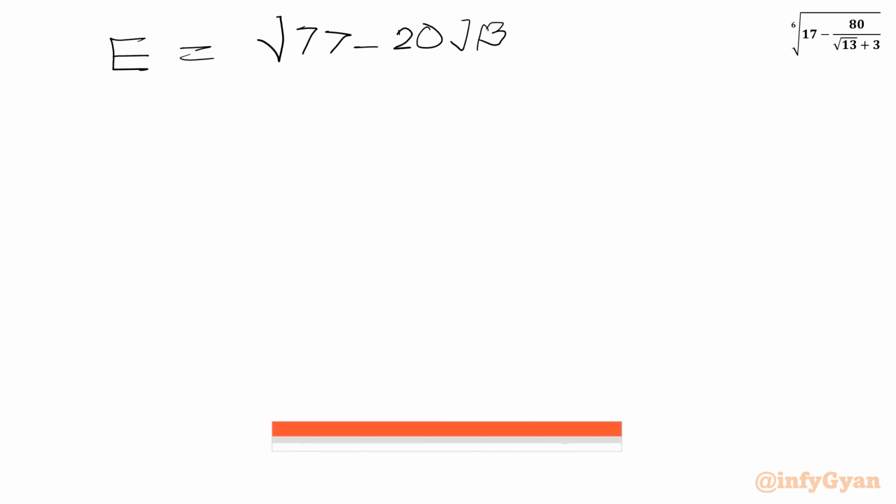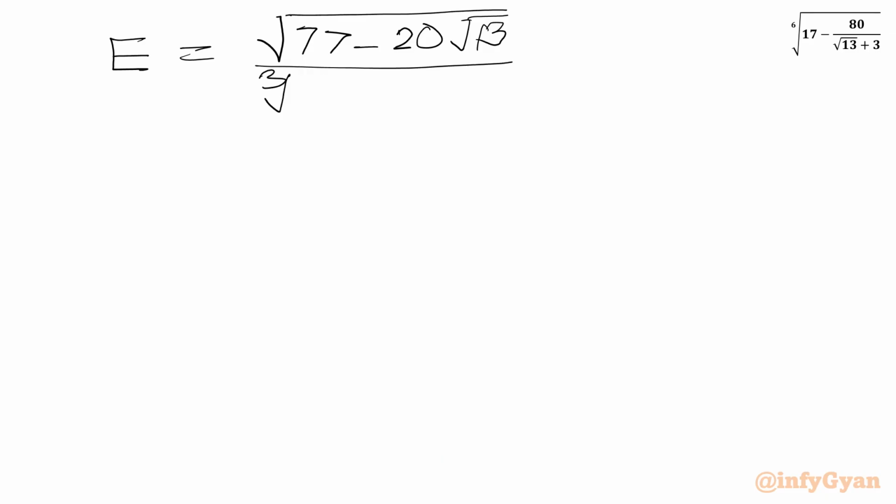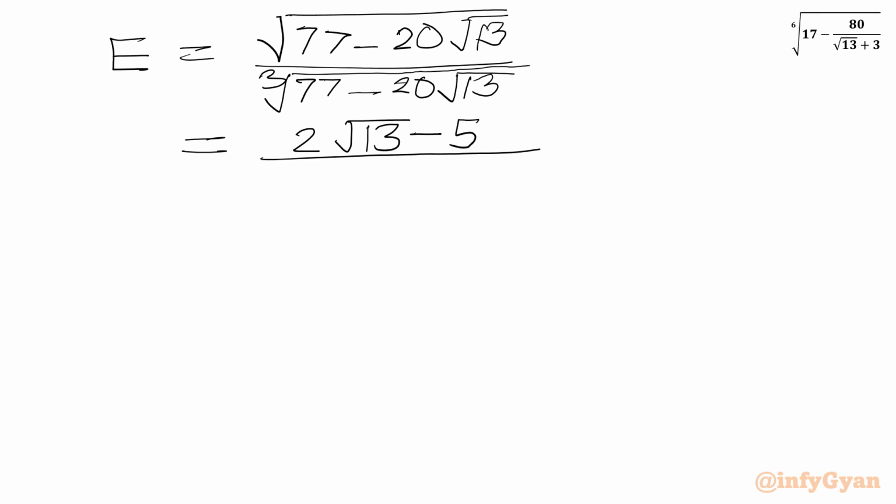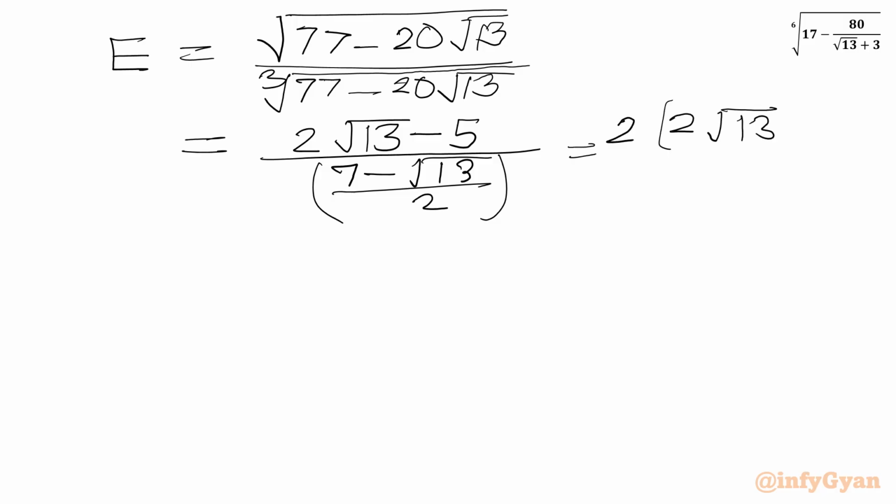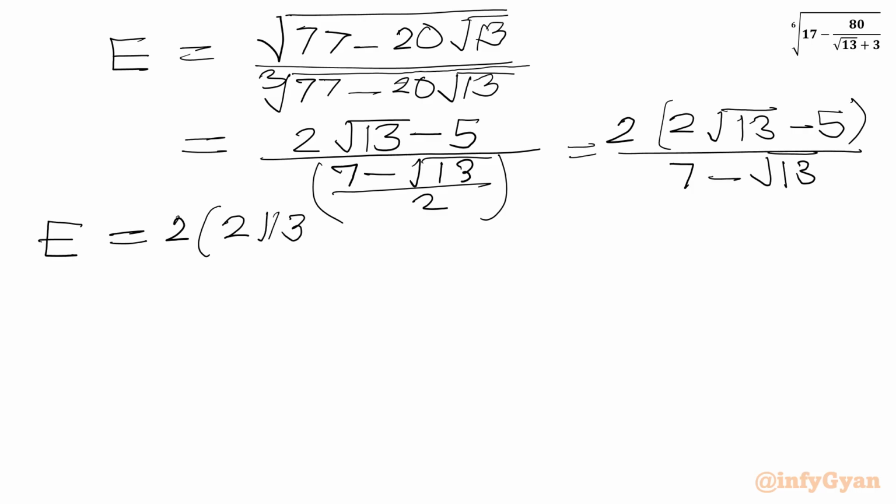Now we have to find the expression. So let me write here expression e equal to square root 77 minus 20 square root 13 over cube root 77 minus 20 square root 13. So I can write the numerator was 2 square root 13 minus 5 over the denominator, which we calculated, 7 minus square root 13 over 2. We can write 2 times 2 square root 13 minus 5 over 7 minus square root 13. Expression e equal to 2 times 2 square root 13 minus 5 over 7 minus square root 13.